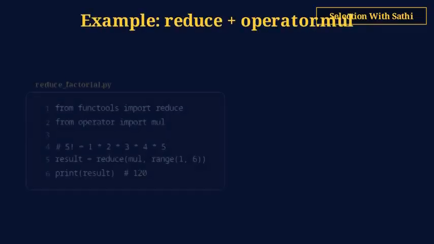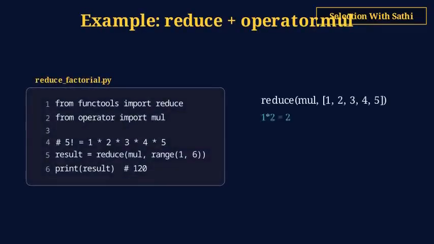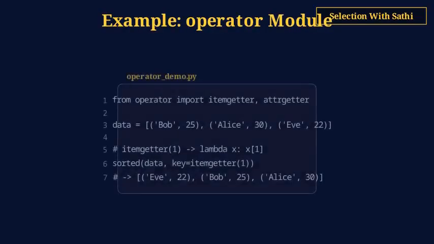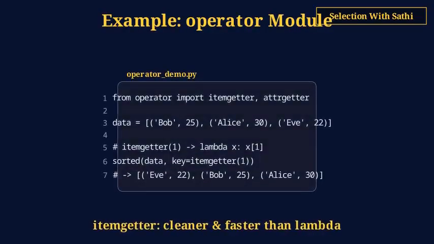Computing factorial with functools.reduce. Import reduce from functools and mul from operator. Reduce mul, range 1 to 6 multiplies 1 times 2 times 3 times 4 times 5. The result is 120. Operator.mul is cleaner than writing lambda x, y: x times y. The operator module provides function equivalents of Python operators.